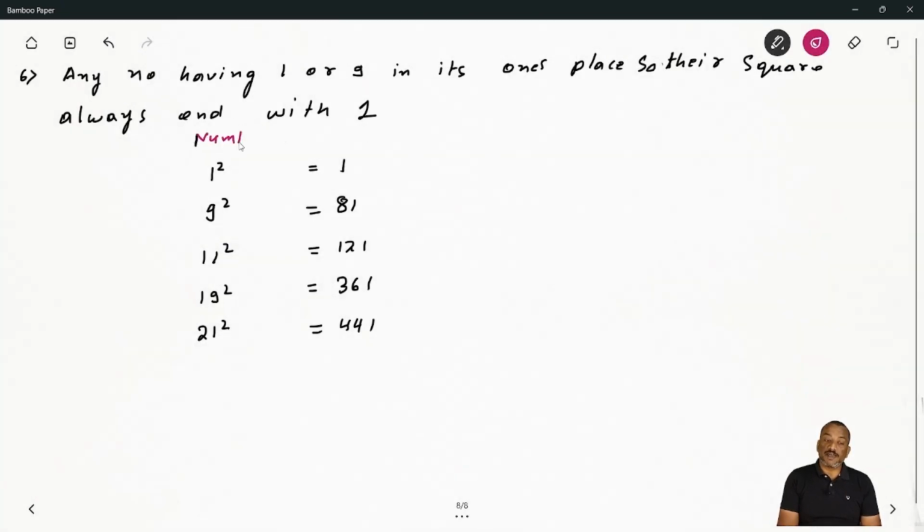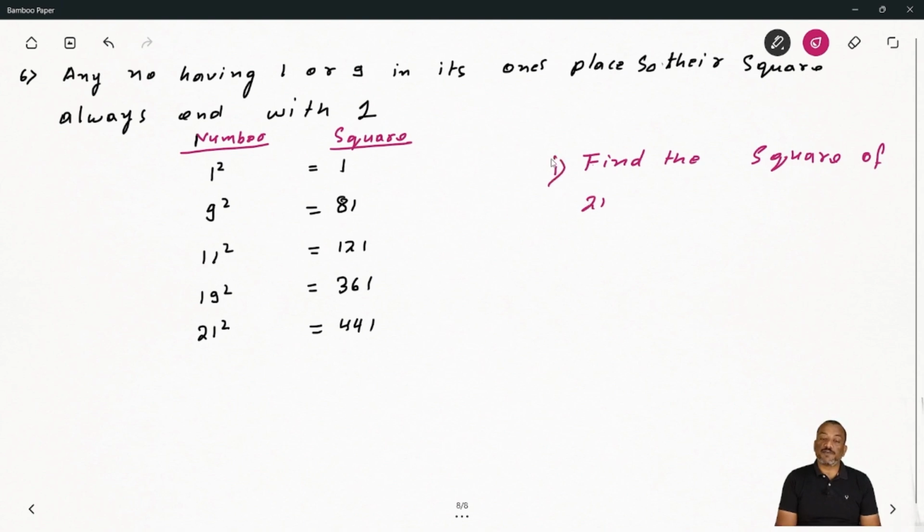1 or 9. Okay, and their square's ones place is carrying what? 1. Okay, so hope you got it. So this type of question also comes: find the square of 21. Okay, 21 square you have to find.